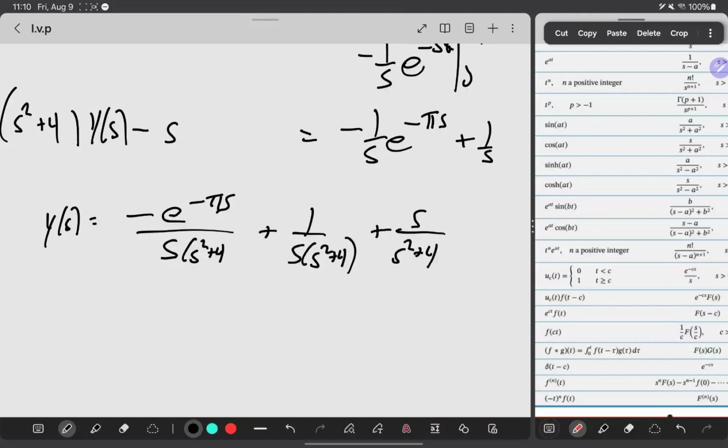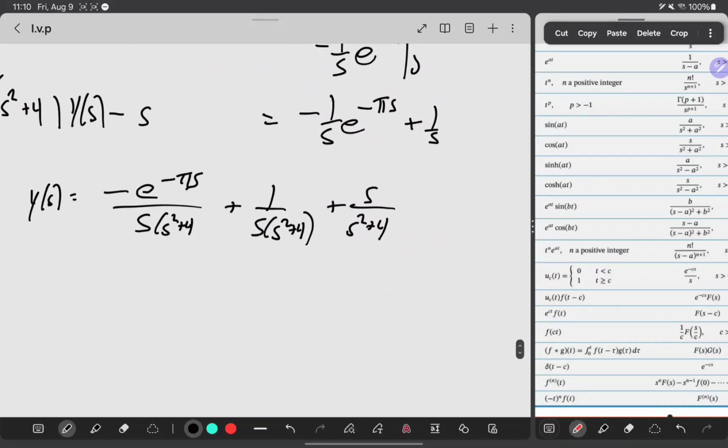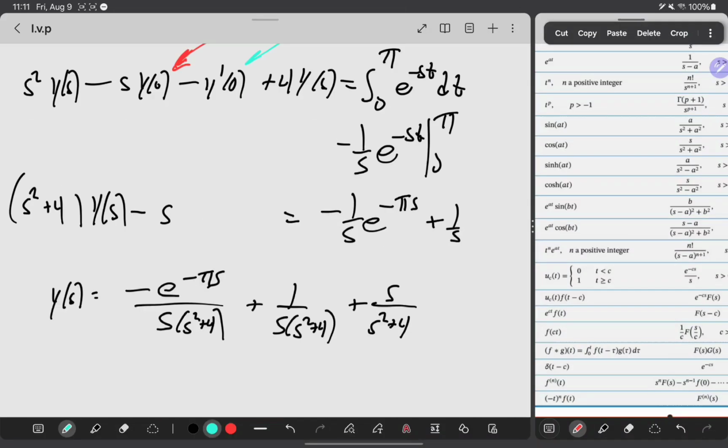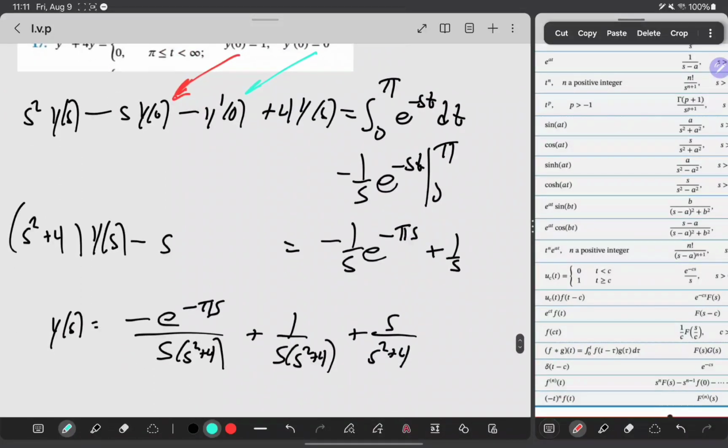By the looks of it, they didn't want us to continue. Why not? Hold on. That's it. That's all I wanted, apparently. Okay, so for these last two, it just wants us to solve for y of s. And that's fine, right? So that will be the answer for this one.